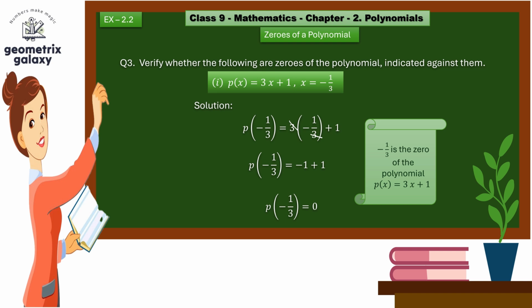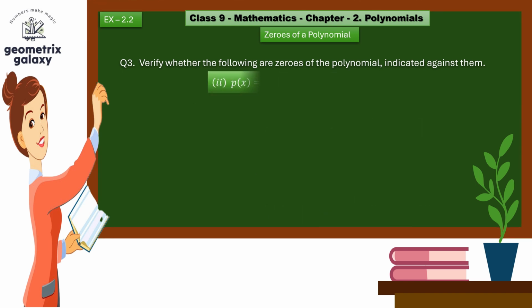The second subdivision is p of x is equal to 5x minus pi. We need to check for x is equal to 4 by 5. Here we need to substitute 4 by 5 in the place of x. That is, we need to find what is p of 4 by 5. If we get 0, then it is a zero of the polynomial.